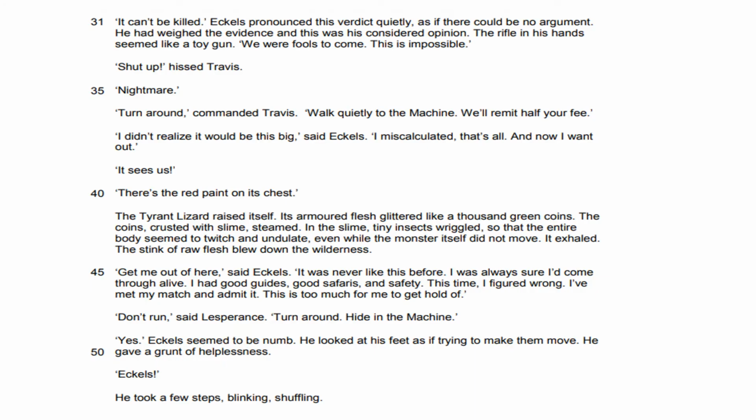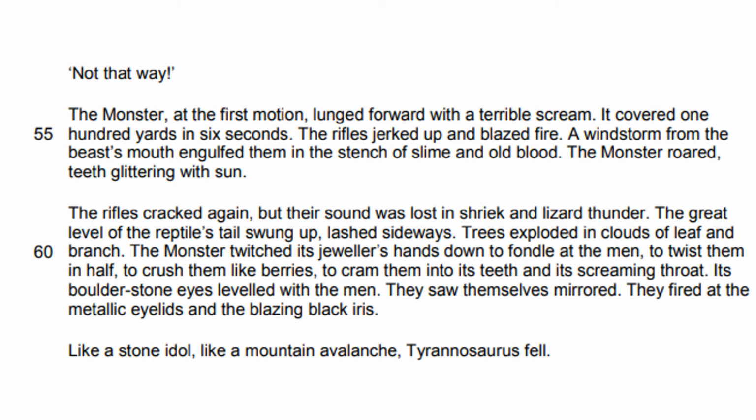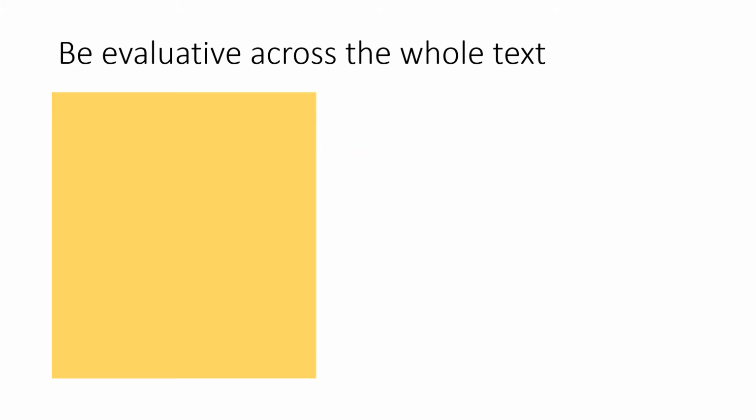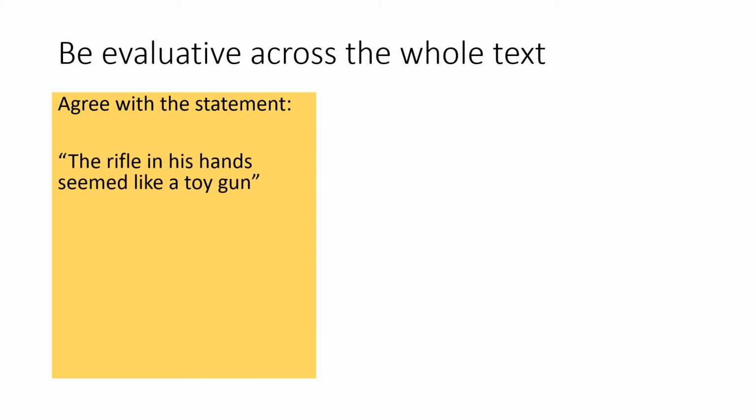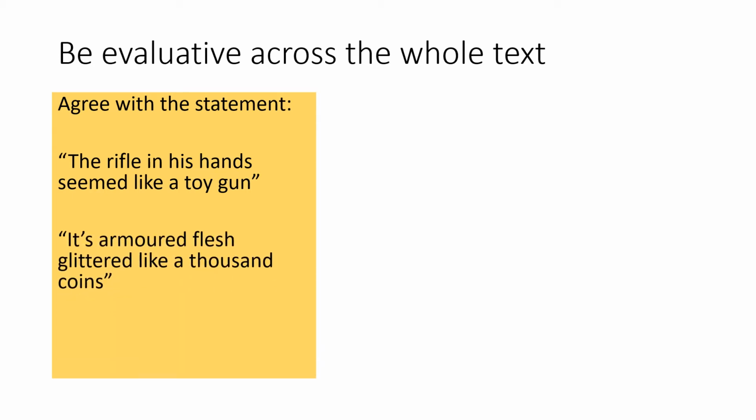So this is the extract from line 31 to the end, and I'm going to pick out some evidence from here. If you've already watched my videos for questions 1 to 3, I've been through this extract already in a little bit more detail, but it's 31 to the end, so you have quite a lot of information here to look at. So first of all, you could be evaluative across the whole text. So you might have evidence on one side which agrees with the statement, and in this case the rifle in his hand seemed like a toy gun might agree with the statement that Eccles is right to panic and that the Tyrannosaurus Rex is terrifying.